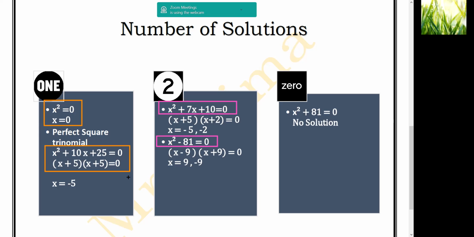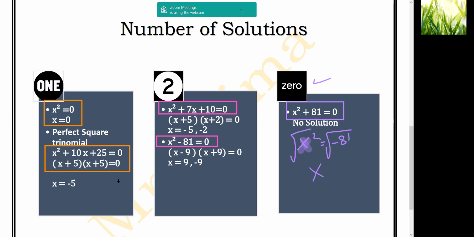And sometimes there's no solution. When do we have no solution? No solution if it is x squared plus 81. Why? Because if you move it to the other side, it will be negative 81. And as we said yesterday, there's no square root for a negative number. So that's why we say there's no solution. Is it clear?